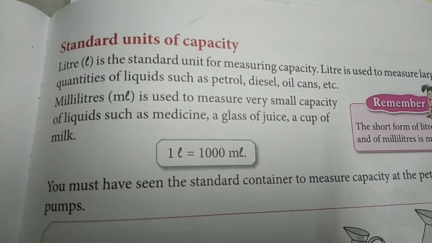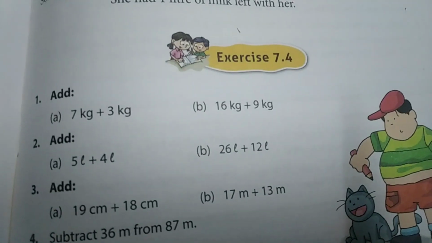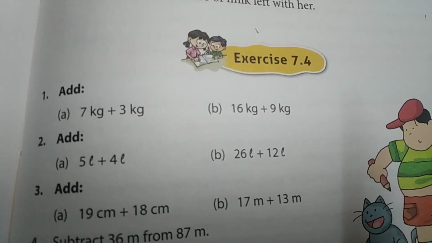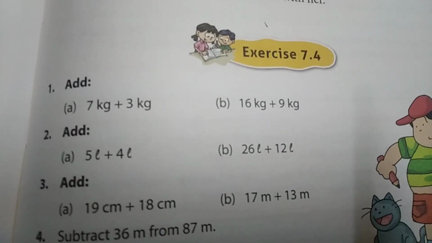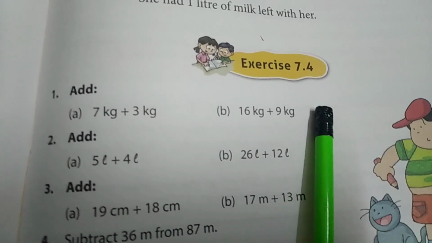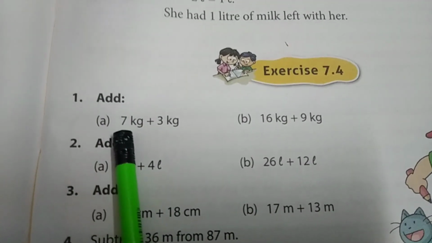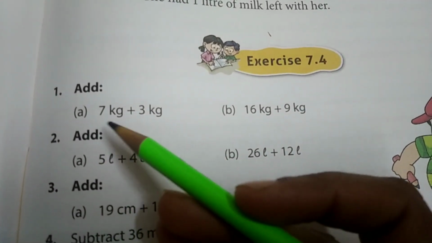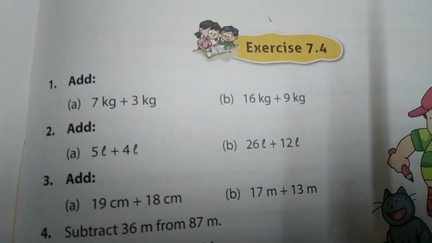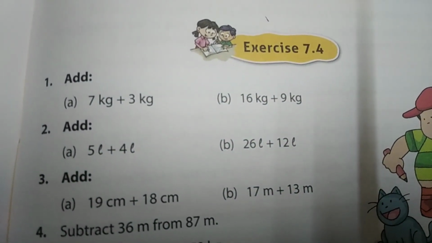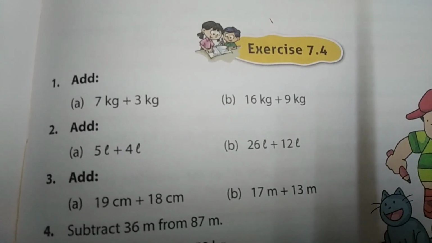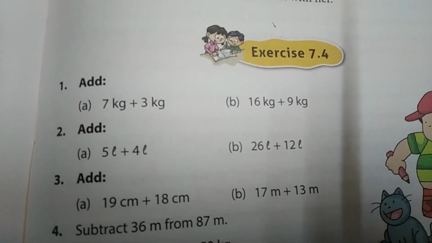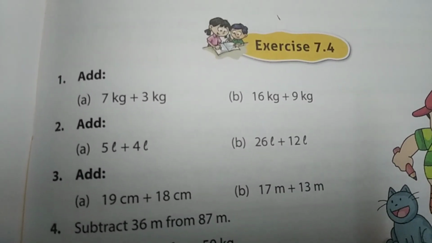Now today we will discuss how to add the weight, capacity, or length of different items that are given. So this is exercise 7.4. The first bit you can see: 7 kg plus 3 kg, right? You have to do as you were doing in your normal addition. But what you have to write is, after 7 or 3 you must write kg, right? So I'll give you one example, and accordingly we will complete this exercise 7.4.